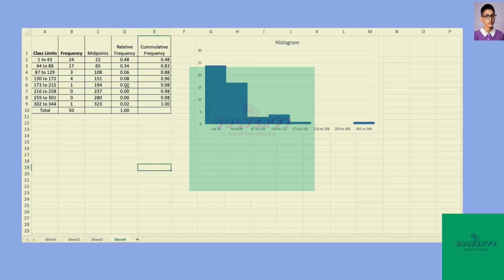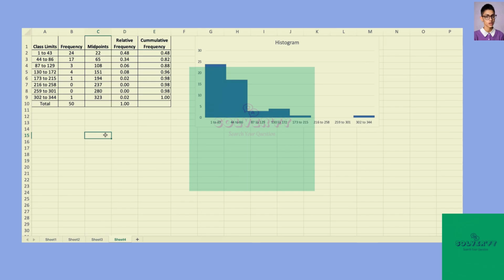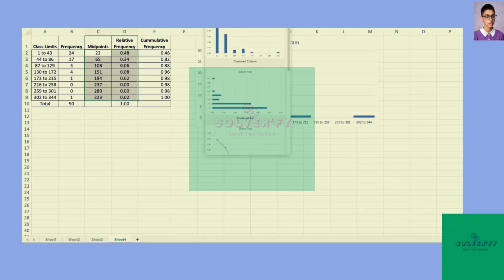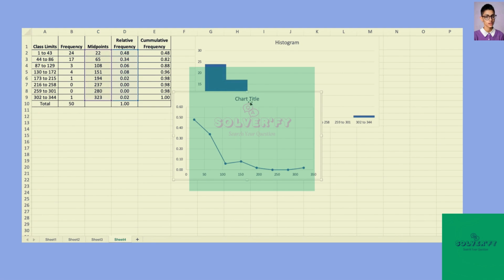So now I'm going to bold this, and I'm going to make my frequency polygon. That's when I take my midpoints and my relative frequency, I highlight it, I click on insert, and then recommended charts, and look, it does it for you. So this is my frequency polygon.